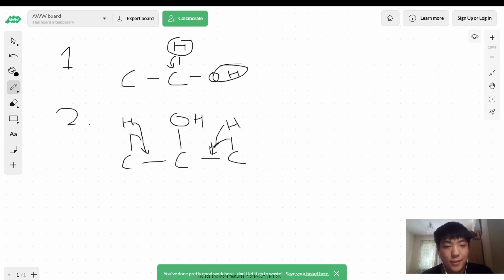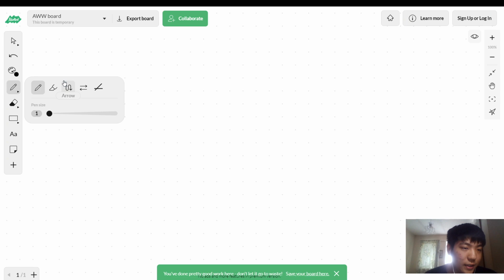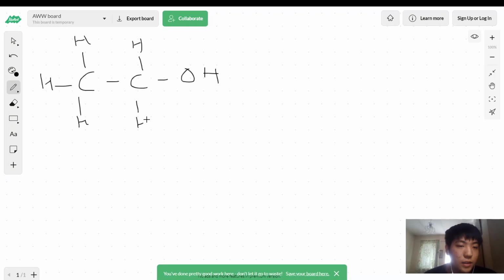Now, we're going to go through the elimination mechanism of a simple alcohol. So we'll start with ethanol. Ethanol is this in the structural formula, and this is the displayed formula. The first step is that the lone pair of electrons on the oxygen of the OH group is attracted to a hydrogen ion.